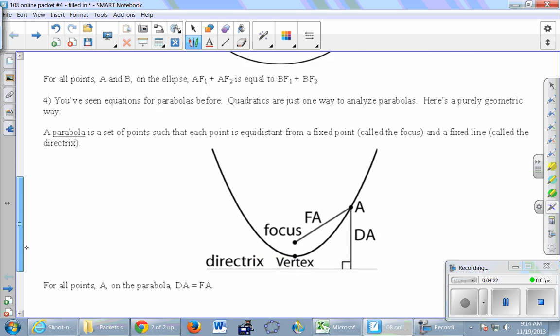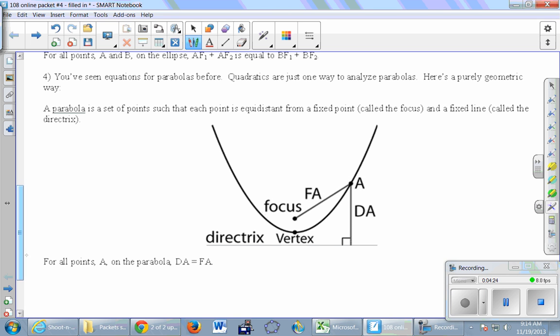You've seen equations for parabolas before. They're called quadratic equations, but quadratics are just one way to analyze parabolas. Here's a purely geometric way. A parabola is a set of points such that each point is equidistant from a fixed point called the focus. We've seen that word before. And a fixed line called the directrix. We have not seen that word before.